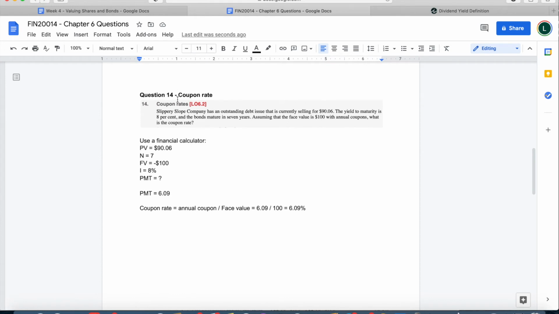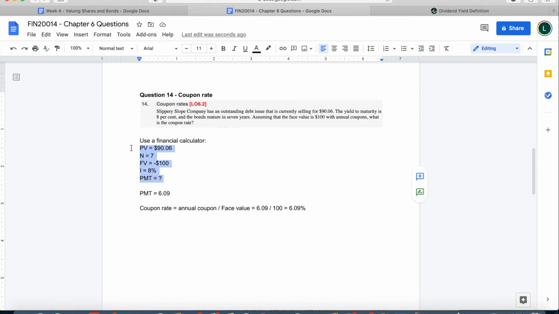We're going to figure out the coupon rate. So, Slippery Slope has outstanding debt issue that currently sells for 90.06. So we know our PV here. The yield to maturity is 8%, so that's our interest rate here. And the bond matures in 7 years, so that's N. Assuming that the face value is $100, there we go. With the annual coupons, what's the coupon rate?